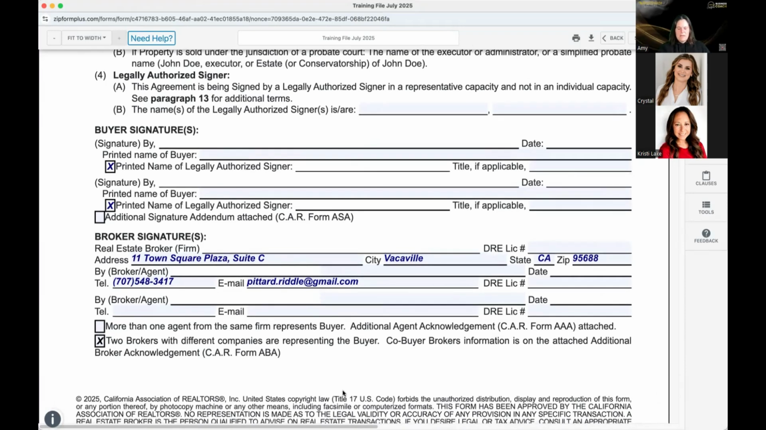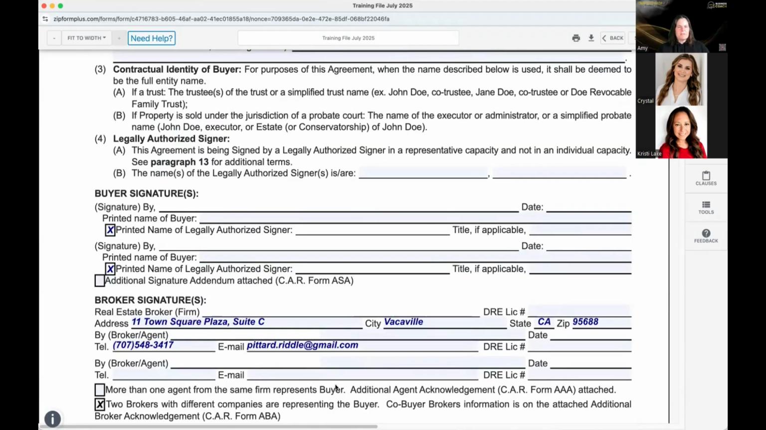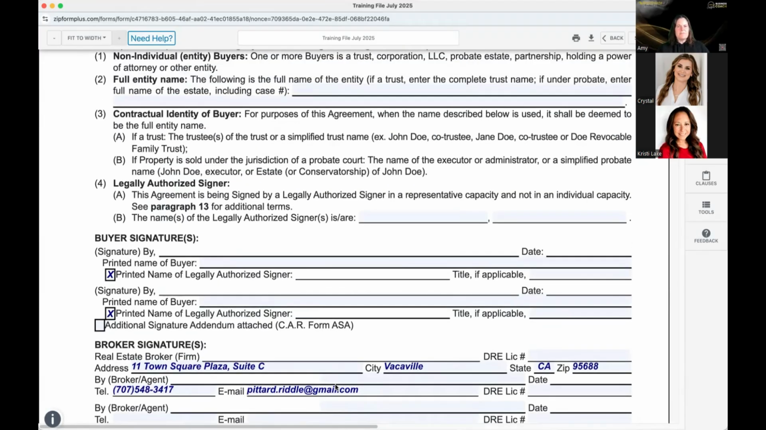Okay. Let's see. We talked about the notice of broker involved properties. There's a form for that and the Cobra cancellation. So that's our buyer representation agreement. Any further questions on the BRBC form?